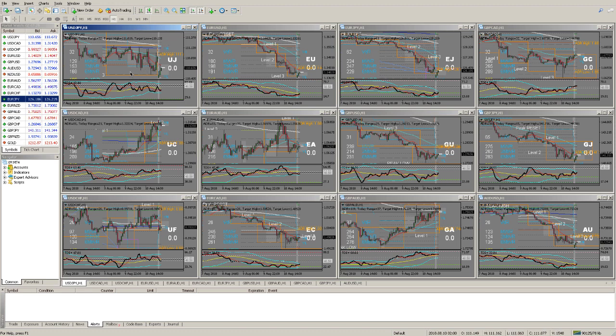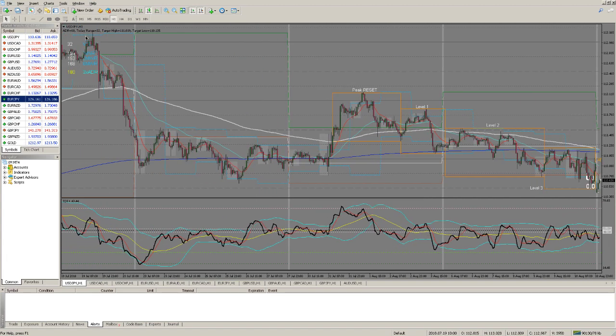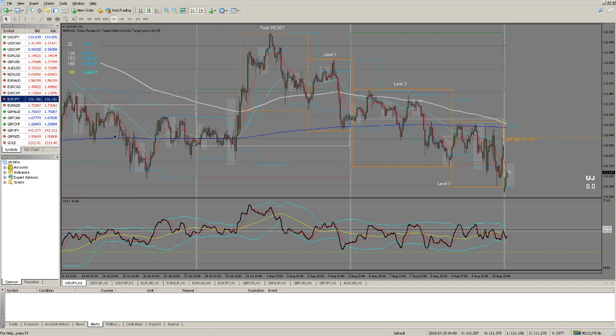So let's get started here. Let's look at UJ first. We'll start from the top. All right, so this is what I have for UJ. We had a peak high the previous week, right here. This was actually a reset because this was from the week previous. This was coming down, and we had a short bias on this coming down. So this was where we were expecting it to turn around, which it did.